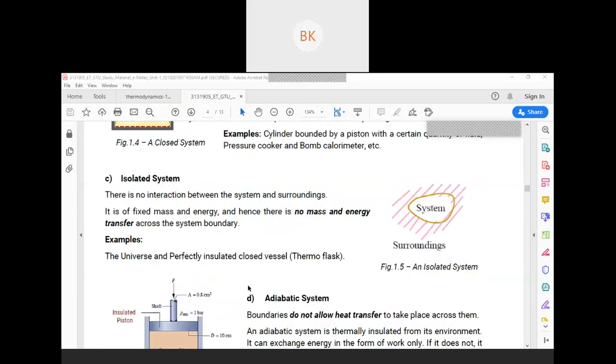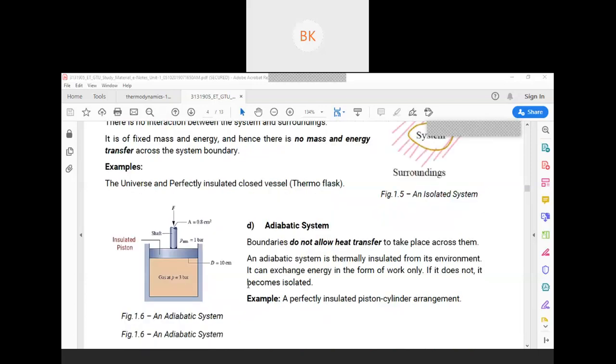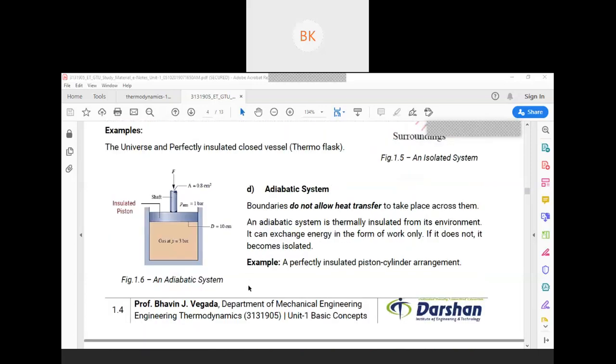So in an isolated system, there will be no interaction between the system and the surroundings. Means in simple language, there won't be any mass transfer nor any energy transfer. And one more type is there, that is called the adiabatic system. Now we need to understand this. Actually, this concept will come ahead.